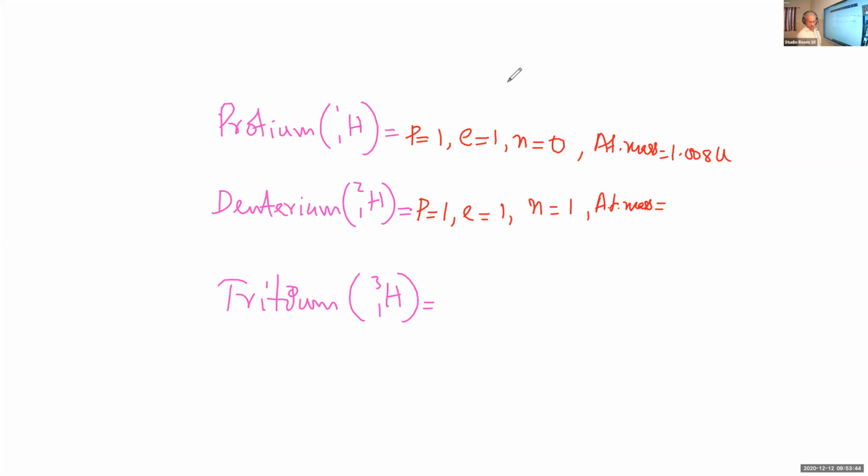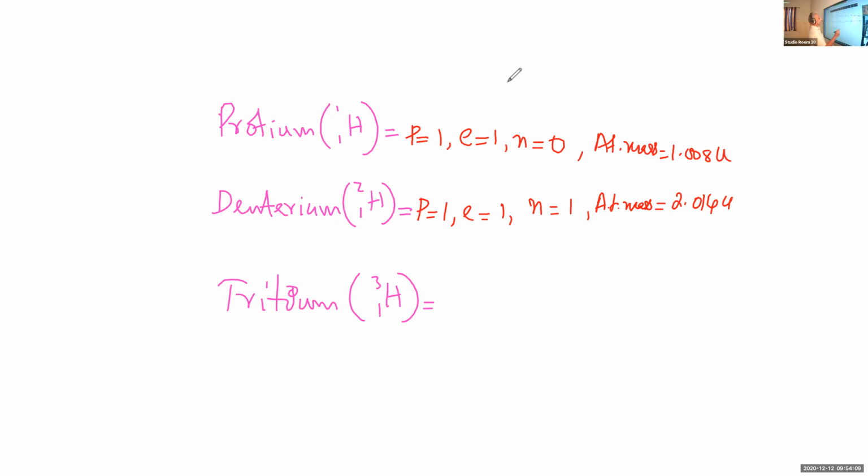And so the total will be 2.014 U. You just remember 2 U. Proton is equal to 1, mass is 1 U; neutron is equal to 1, mass is 1 U. Approximate mass, so that is equal to 2.